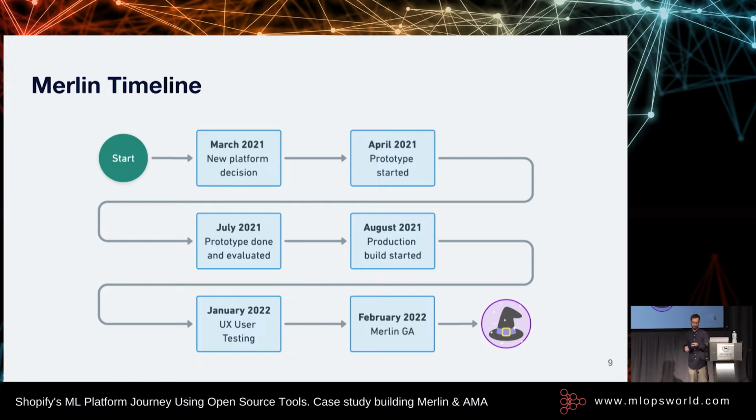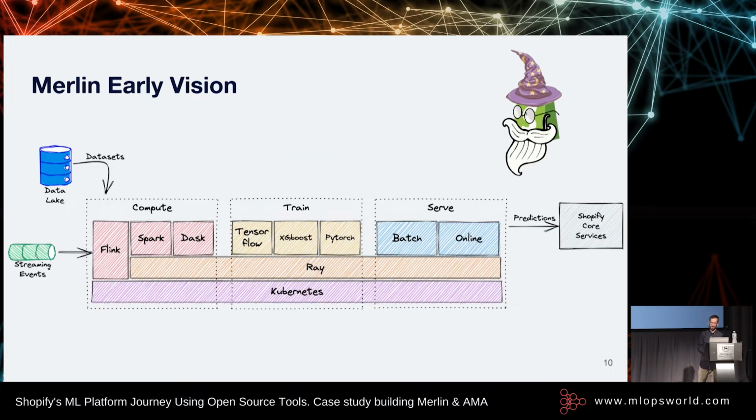This is a diagram of the early vision for Merlin. Back then, we hadn't even decided on the name yet. Here we can see a very high-level design that obviously doesn't capture all the parts, but it basically shows the input data starting from our data lake with the data sets that are flowing into our machine learning workflows, or the streaming events that are coming in from the pipelines. In the machine learning workflow, we have the different steps, such as compute, training, evaluation, hyperparameter tuning, and then serving the model for batch jobs or for online inference.